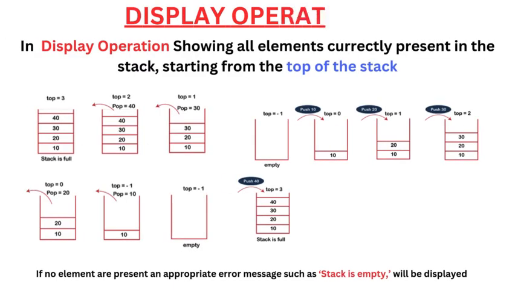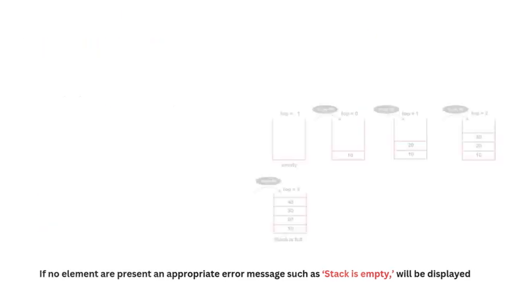3. Display operation. The display operation shows all the elements currently present in the stack, starting from the top. If the stack is empty, an appropriate error message, such as "stack is empty", will be displayed. Otherwise, if elements are present, 10, 20, 30, and 40 will be displayed on the output screen.